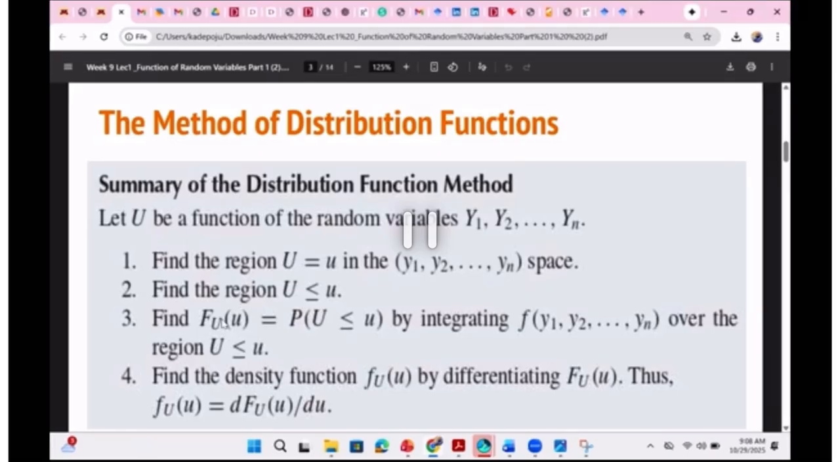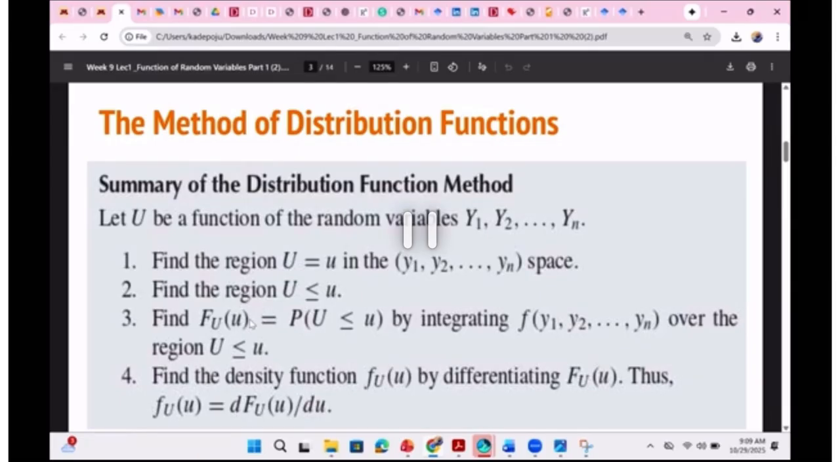Of course, in this class, we've done what we call the CDF. Then, after getting this, we get it by integrating over that region. And after getting the CDF, we can figure out the PDF, because when I perform the derivative of the CDF, that will give me the PDF.